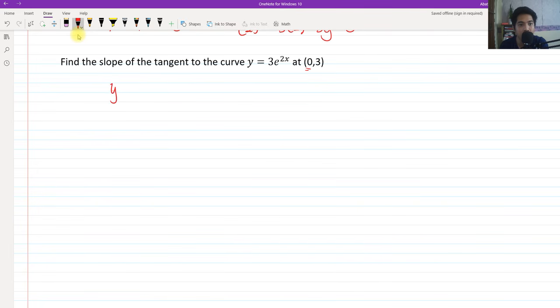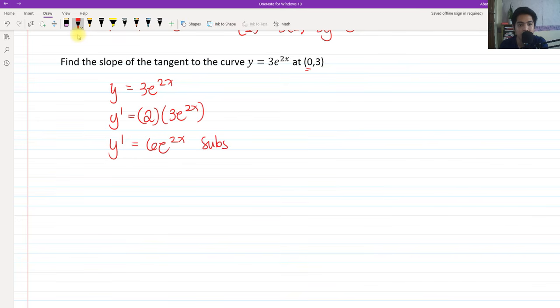Okay, so we have y equals 3e raised to 2x. So get y prime. So we have 2 times 3e raised to 2x. Why do we have 2? Because if we differentiate 2x, that would be 2. And this is multiplied by the whole equation, multiplied by the original equation. So that we get y prime equals 6e raised to 2x.